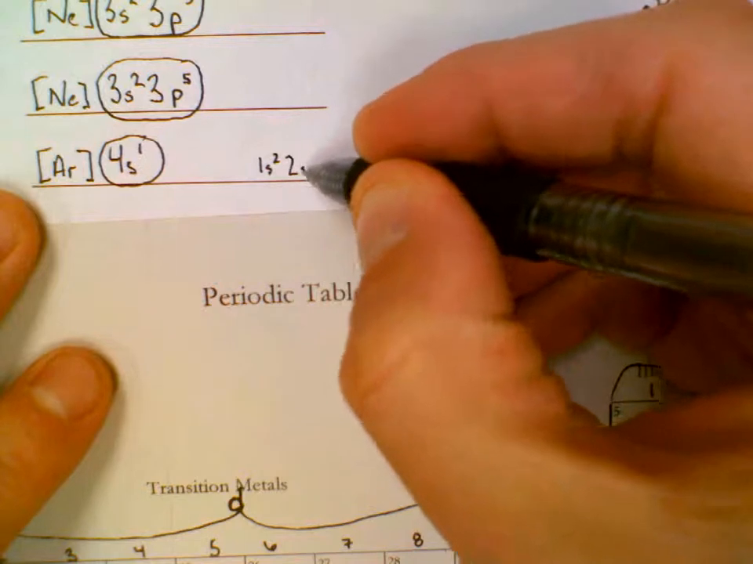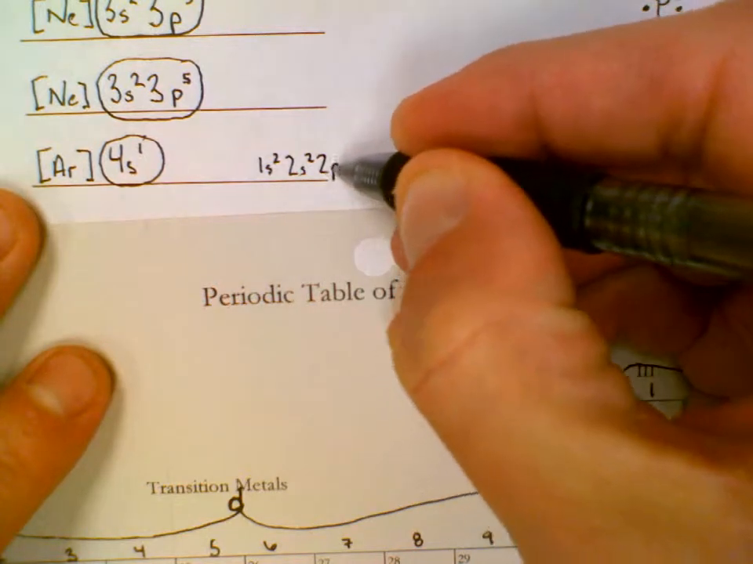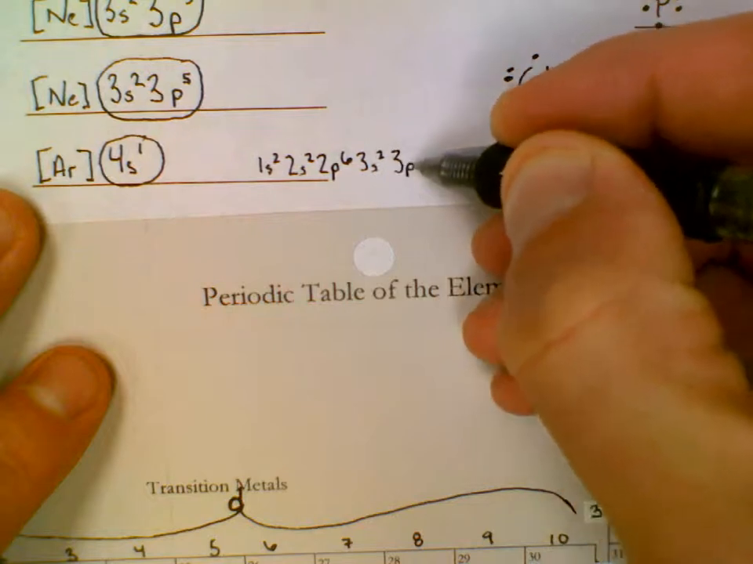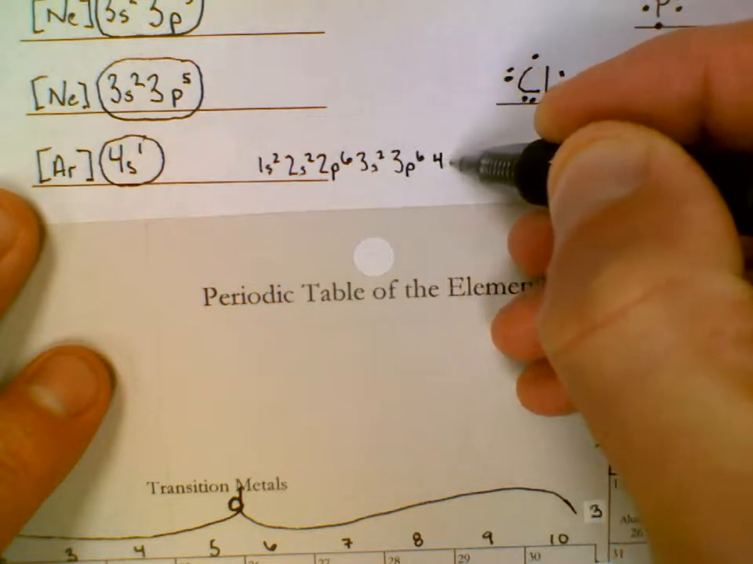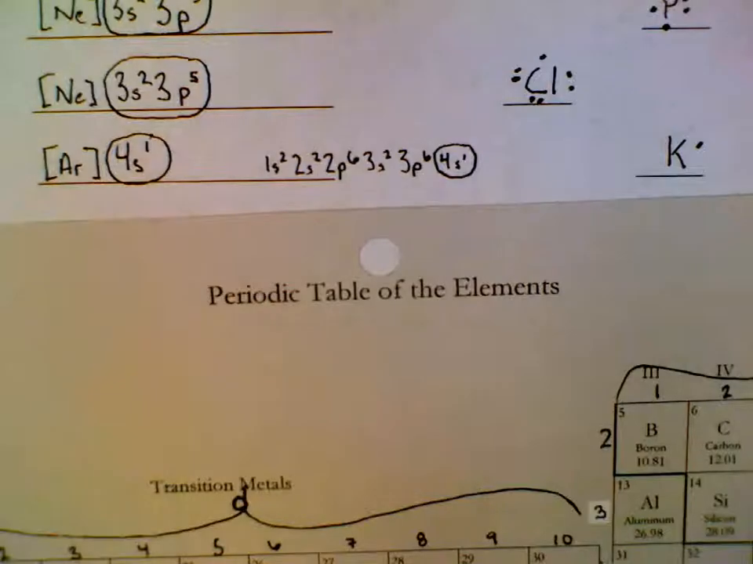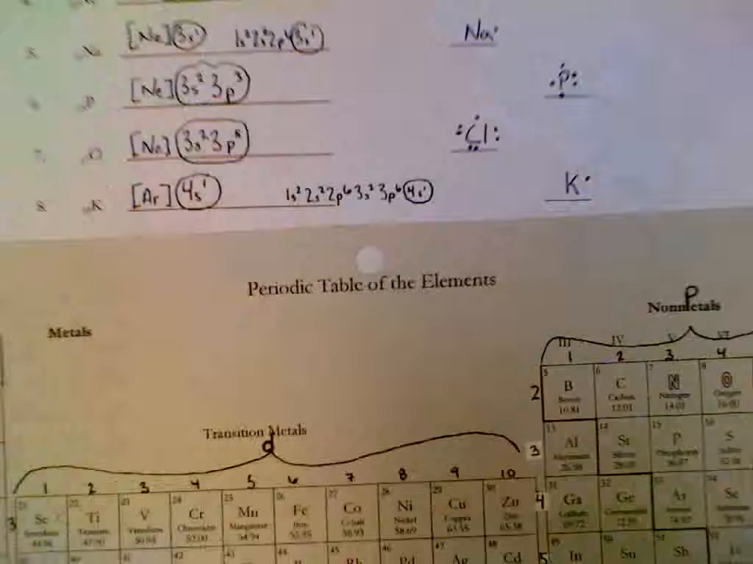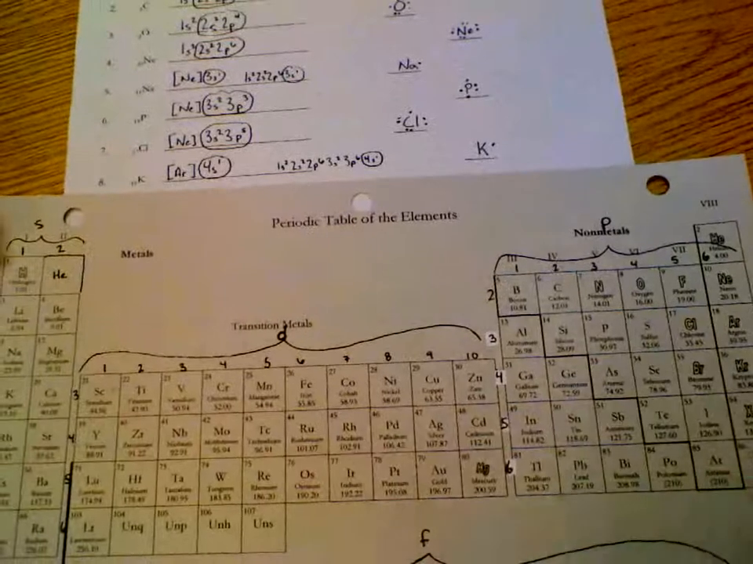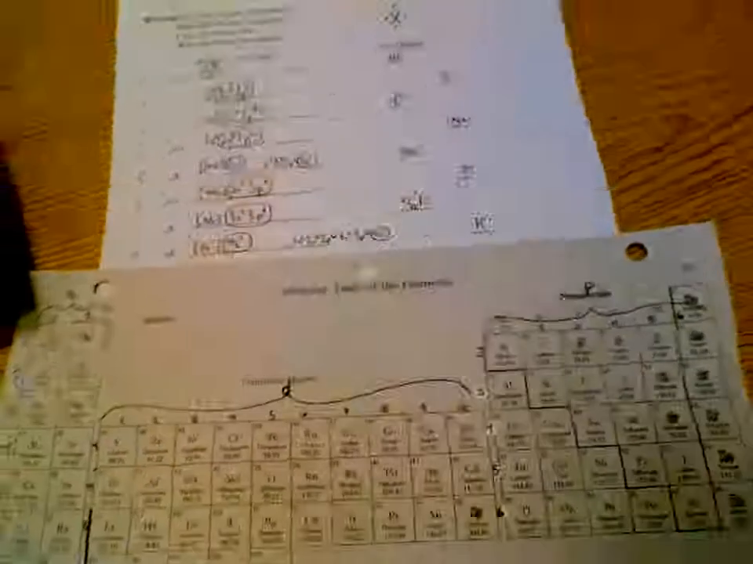1s2, 2s2, 2p6, 3s2, 3p6, 4s1. We would circle 4s1 because that's the highest. And as you can see, this noble gas shorthand definitely saves us some time. Okay, moving on to the next problem.